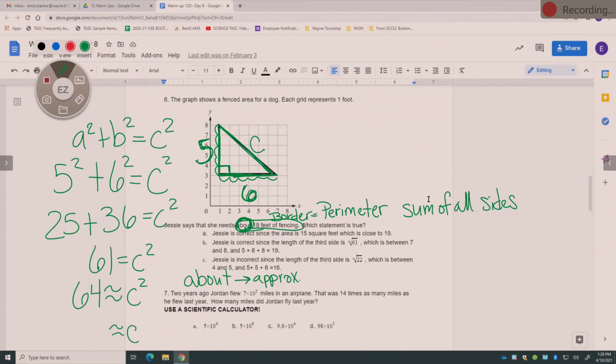So if I take the square root of c squared, I get c. If I take the square root of 64, I get 8. 8 times 8 is 64. So the square root of 64 equals 8.